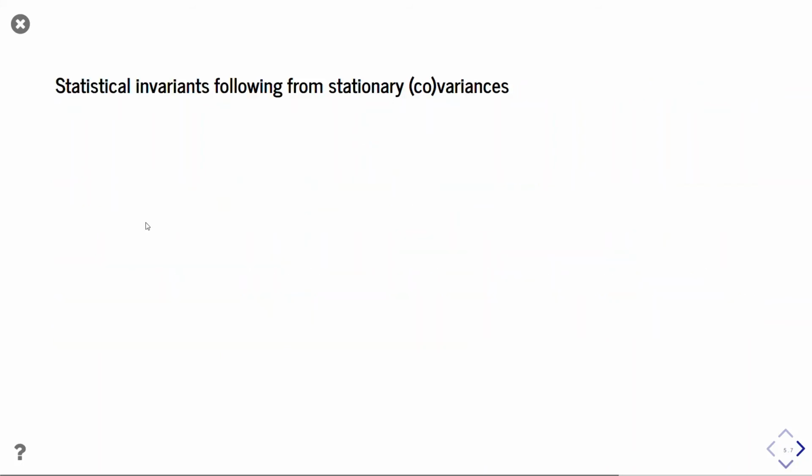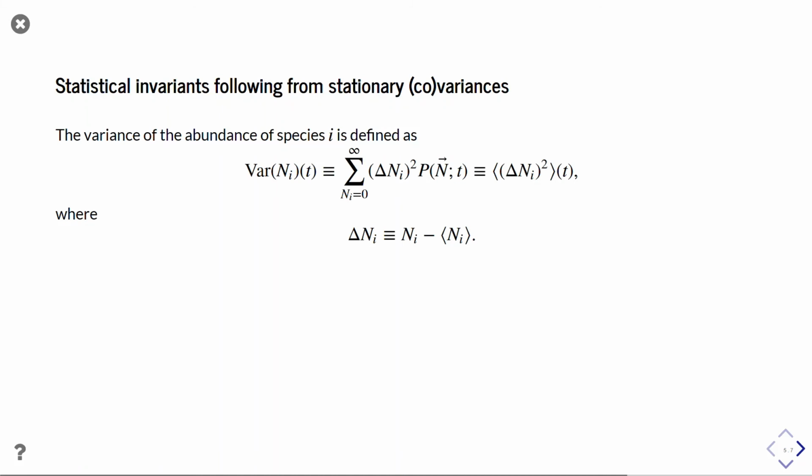I'll now derive statistical invariants that follow from stationary variances and covariances. The variance of the abundance of species i, var of N_i, is computed as shown here, by the definition of variance being the average of delta N_i squared, where delta N_i is defined as N_i minus the average of N_i. In the time-dependent case above, this should be the time-dependent average, but if we are calculating the variance over the stationary distribution, then of course this should be the stationary average.